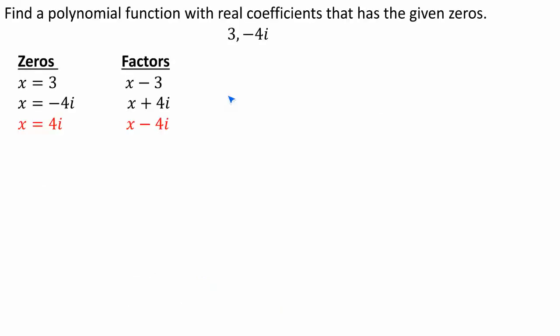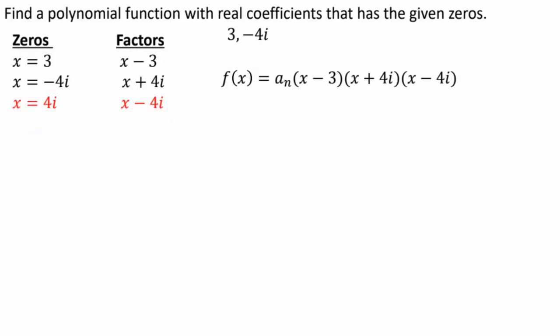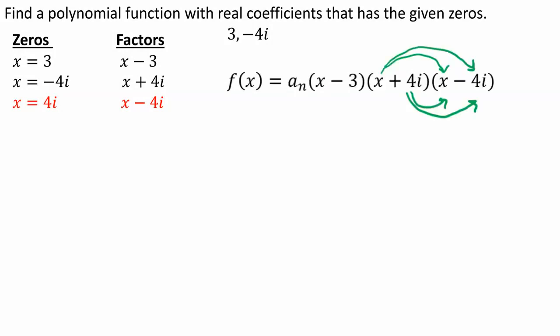So I'm going to write my zeros, x equals 3, x equals negative 4i, and x equals 4i. And this is where the factors are going to be needed. If I subtract 3, I get x minus 3, x plus 4i, and x minus 4i. So we write our polynomial f of x is equal to some number. We don't know what that number is right now, but we'll leave it as a_n. And then we're going to write down our 3 factors. Then we're going to multiply them out.